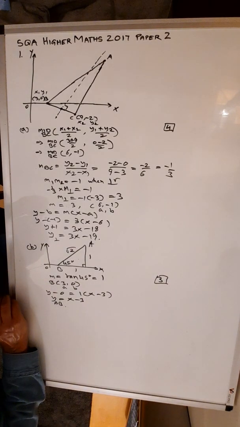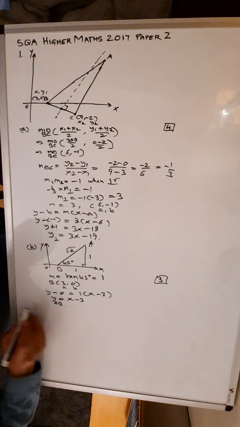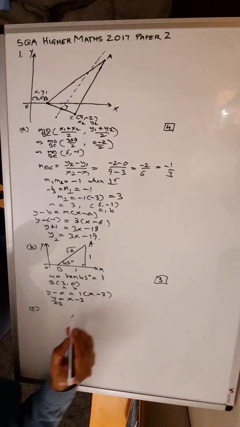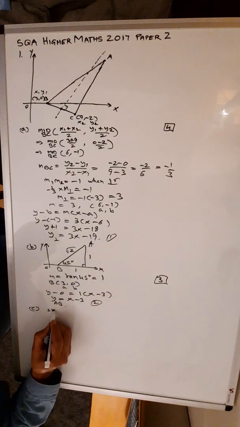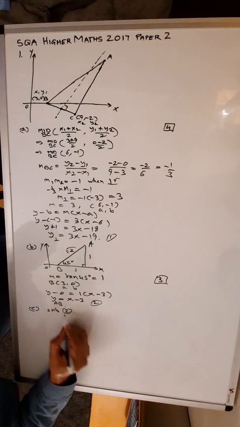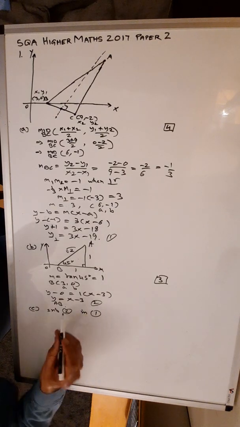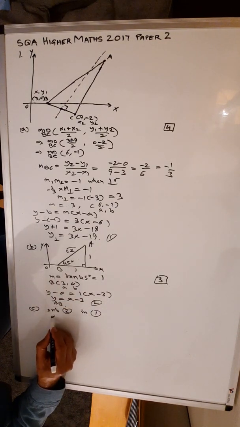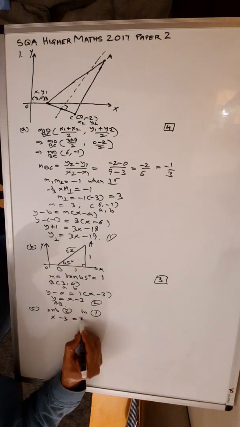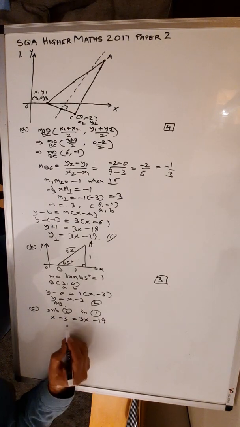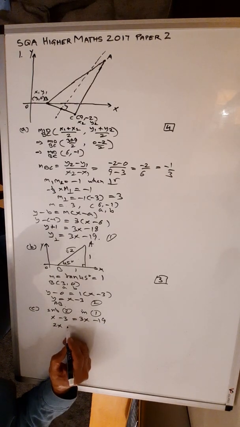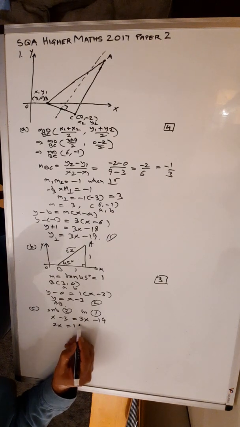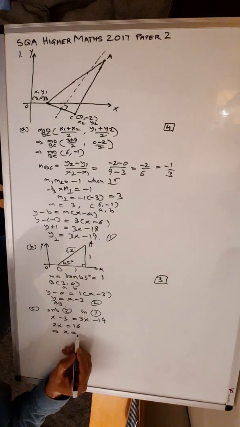Find the coordinates of the point of intersection of AB and the perpendicular bisector of BC, for 2 marks, for part C. This is equation 1, this is equation 2. Sub equation 2 into equation 1. So you can say that x minus 3 is equal to 3x minus 19. Take this x to that side, so that gives you 2x. Bring the 19 to this side, so minus 3 plus 19 is 16, which means that x is 8.